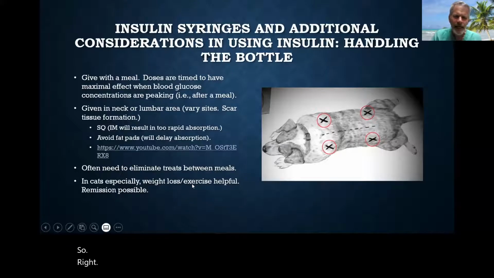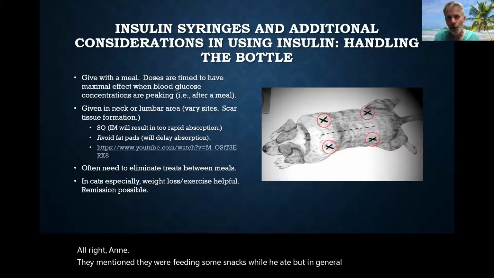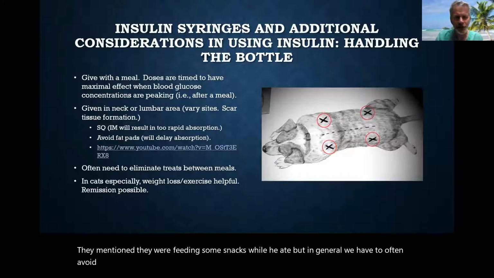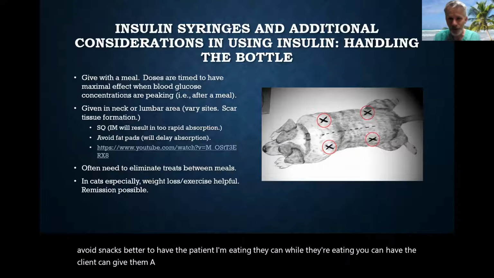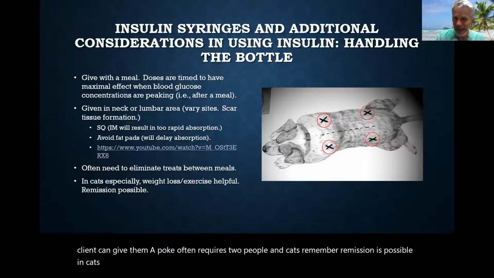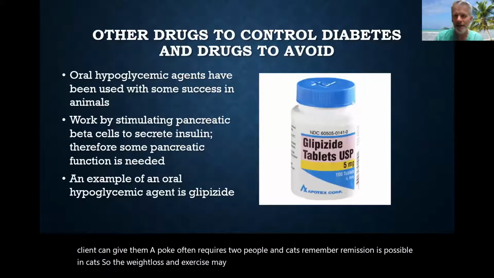All right. And like they mentioned, they were feeding some snacks while he ate, but in general, we have to often avoid snacks. Better to have the patient eating. While they're eating, the client can give them a poke. It often requires 2 people. In cats, remember, remission is possible in cats. So the weight loss and exercise may help. If they lose weight, then they may be able to go into remission.